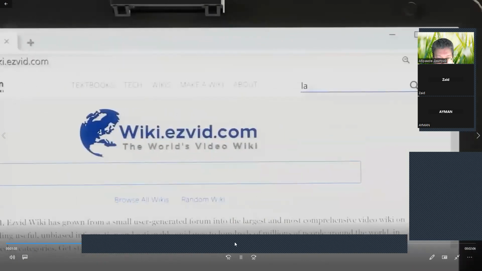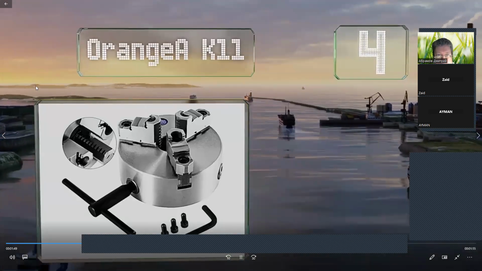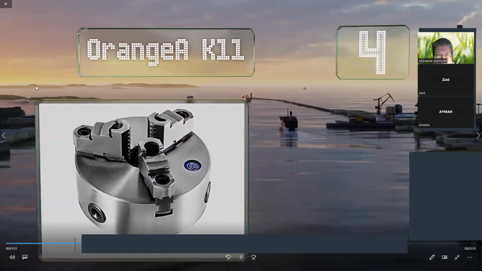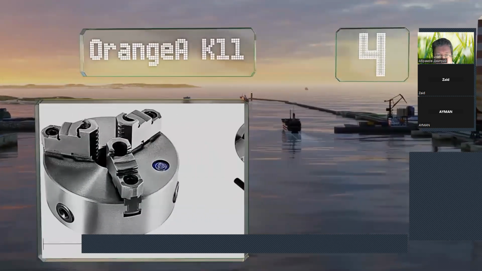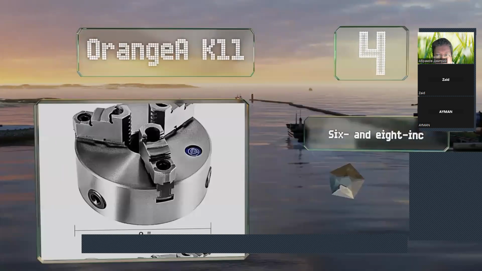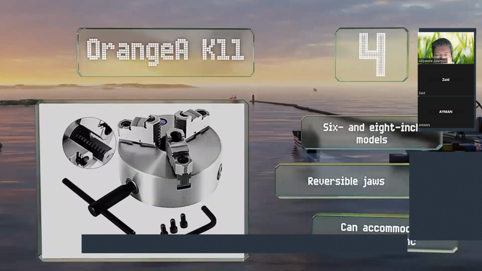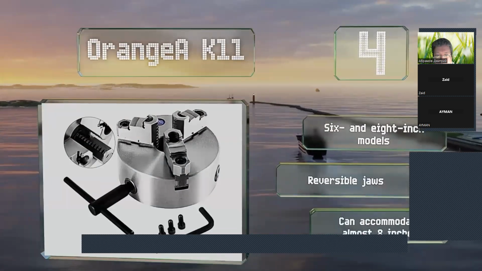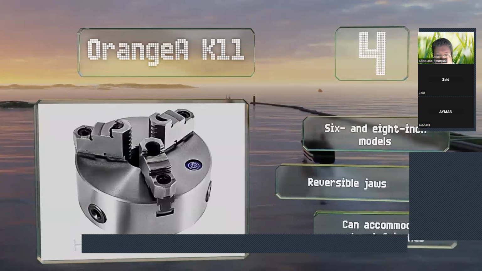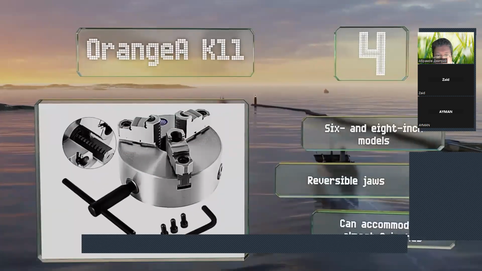Number 4 has a cast iron body and 3 hardened steel jaws that score between 58 and 62 on the Rockwell C scale. They're kept to within 0.002 of an inch of perfect alignment with each other thanks to a high precision bevel gear. This one's available in 6 and 8-inch models with reversible jaws. It can accommodate almost 8 inches.